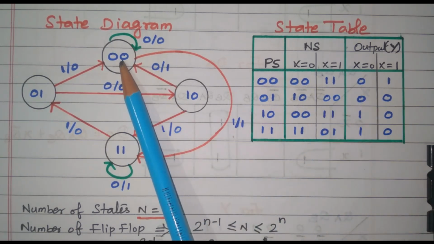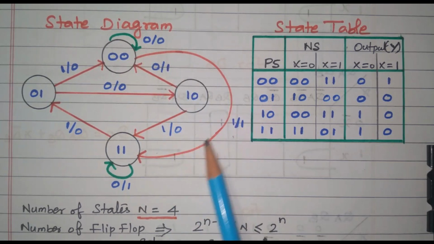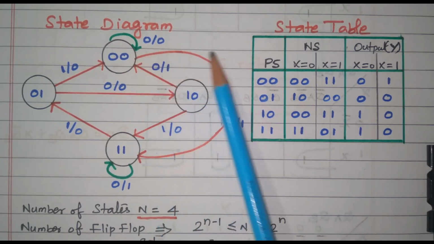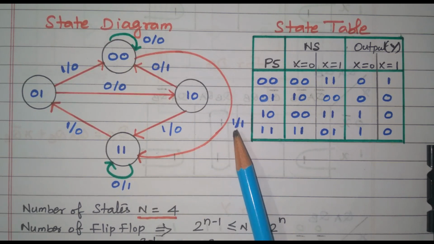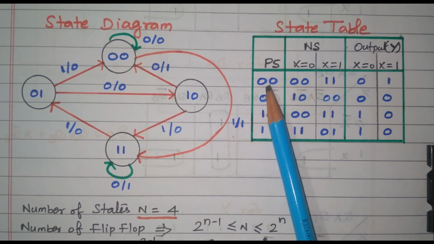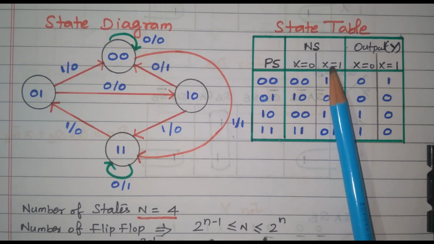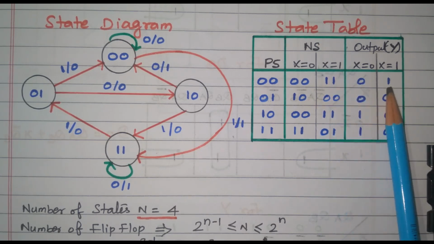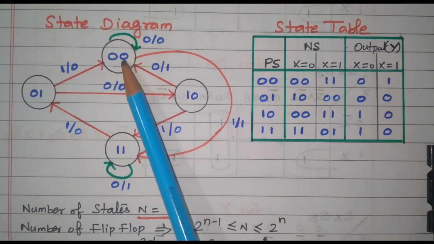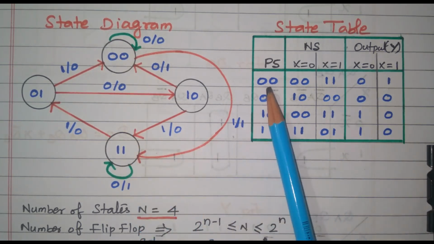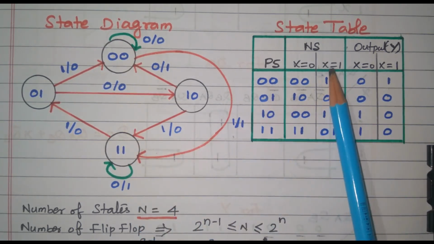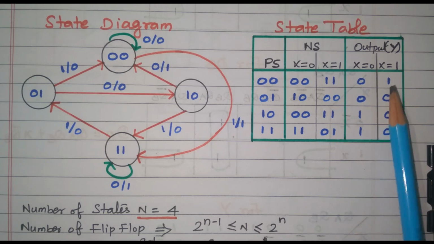Then this 00 goes to 11, right. For input as well as output it is 1 by 1. 00 goes to 11 for input x equal to 1, output also 1, right. So, this condition is over.